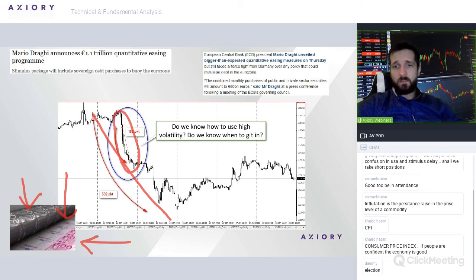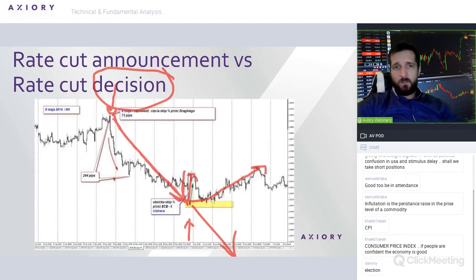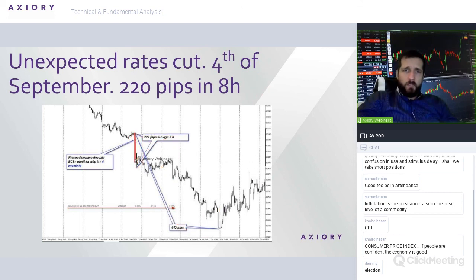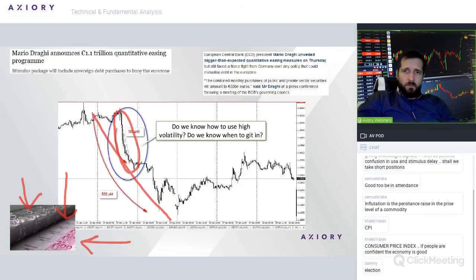Do you see the pattern here in those two things? I will tell you. There is an unexpected, super important fundamental news, a fundamental announcement. We have shock. We have shock on the market.